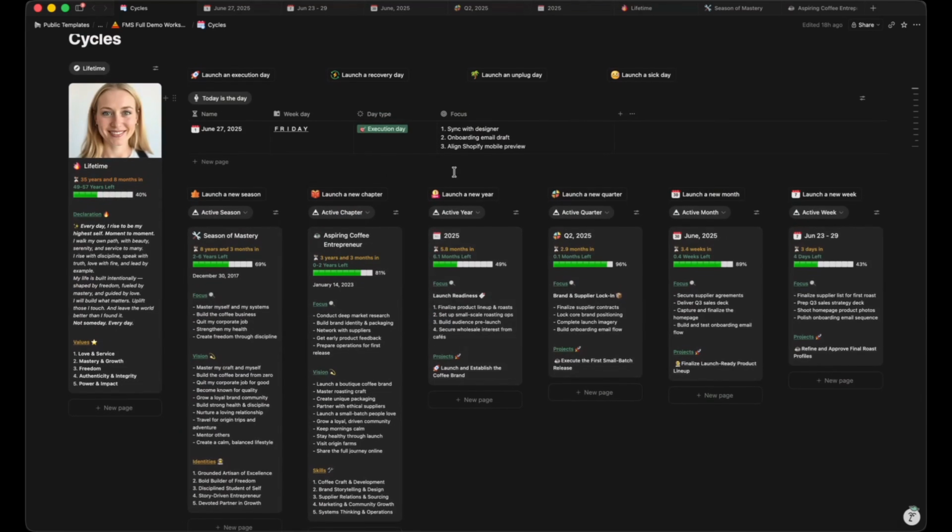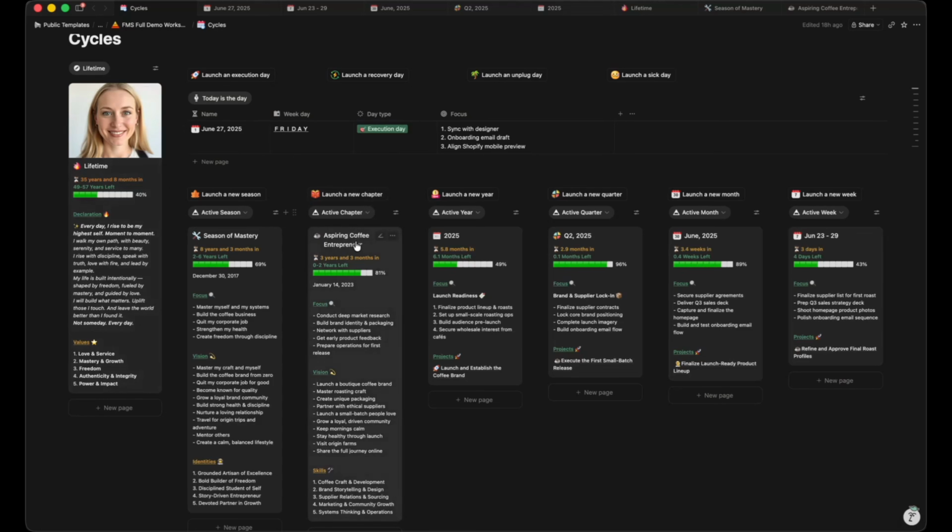And this is a very interesting part of the system because this is exactly where we bridge the gap between the execution layer and the vision layer. You notice that around the yearly time frame is where we move away from having projects to having a vision. And for this higher level goal setting, we have these higher level cycles.